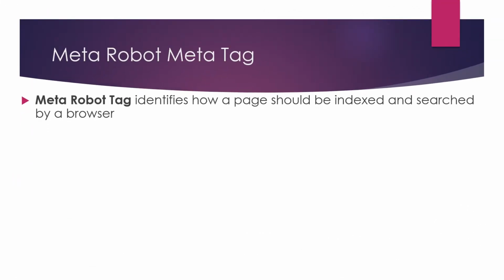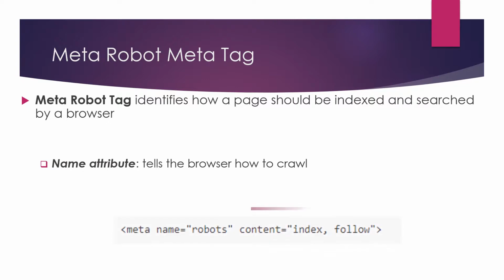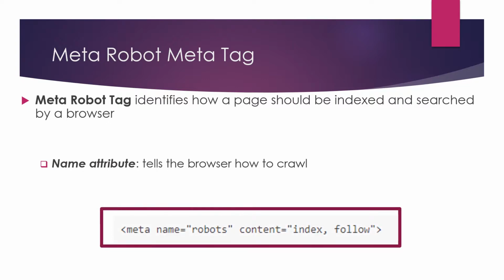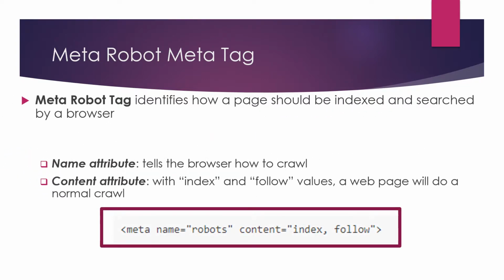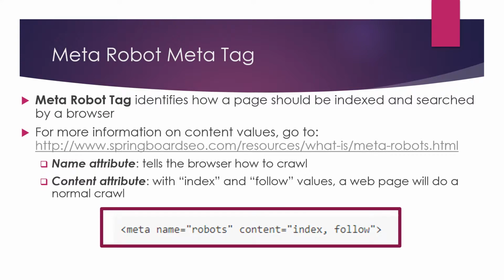The meta robot metadata tag identifies how a page should be indexed and searched by a search engine. You have the name attribute and you have the content attribute. After the content, you will type in index, follow. Usually the index and the follow is a normal crawl through the website. For more information on options for your content, you can go to this website.